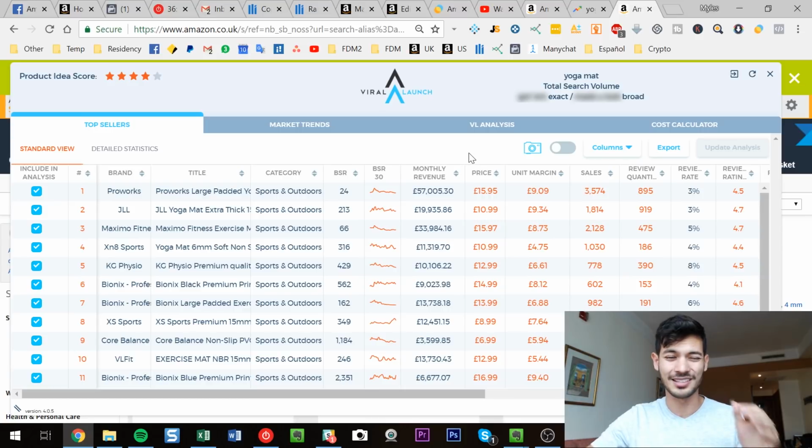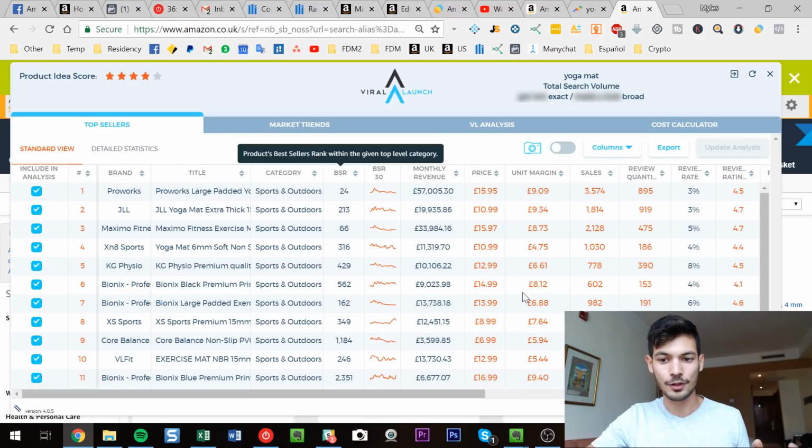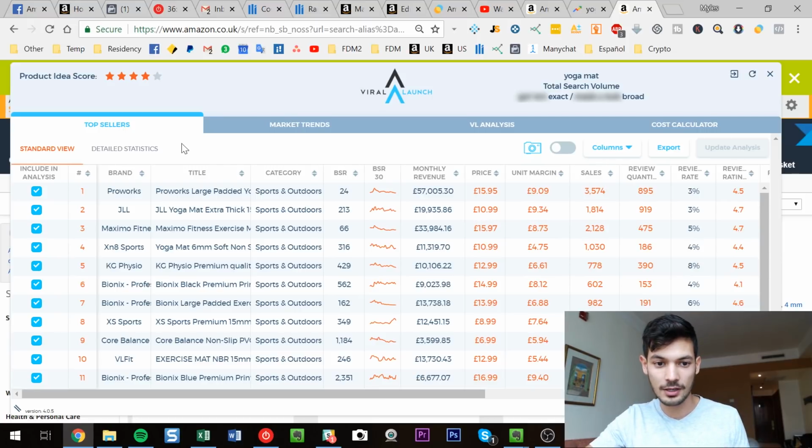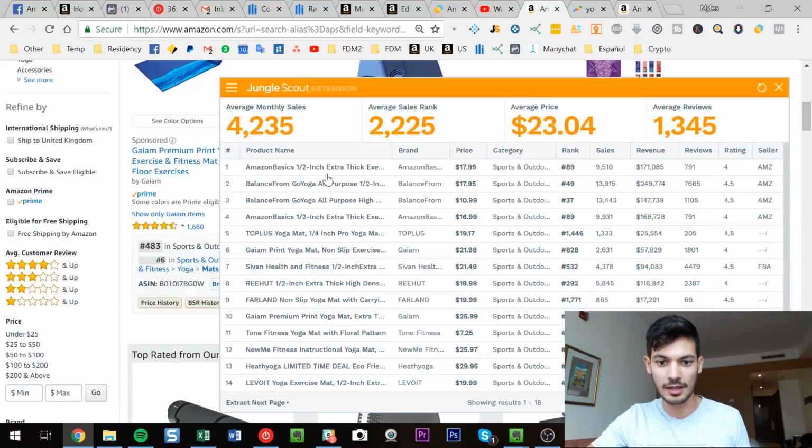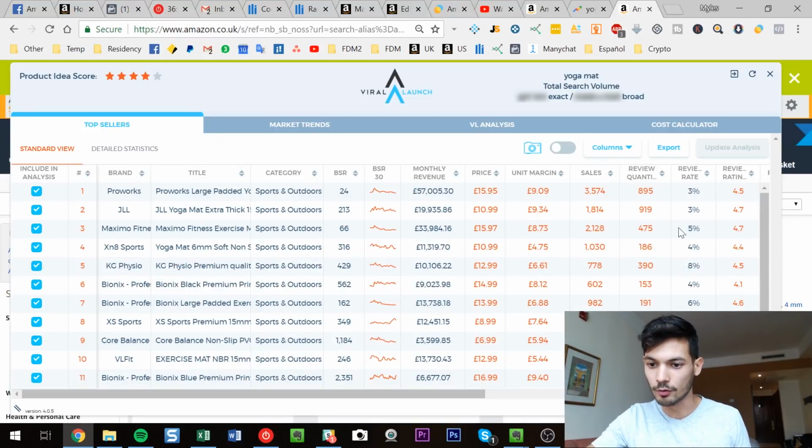So the other things that I look at that Viral Launch has that Jungle Scout doesn't, if we go to actually on this page, so this is like the main page, this stuff is obviously duplicated between Viral Launch and Jungle Scout. But what I like is this review rate here. So you can see based on the number of sales, how many of those sales are converting into reviews. So that gives you an idea of how competitive the review landscape is for that niche.